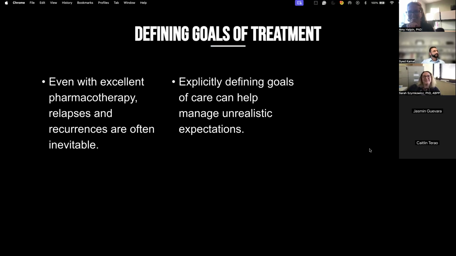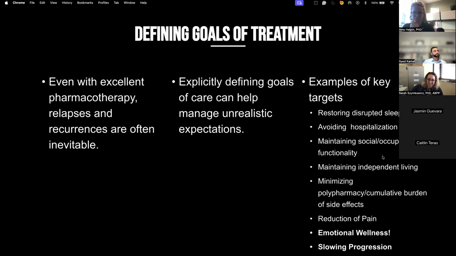Okay. So, we want to explicitly define goals of care to manage those unrealistic expectations and really define the target. What medication are we using for which symptom? And not only symptoms, are there goals in mind that we're keeping with the initiation of these medications? So are we trying to restore disrupted sleep? Are we trying to avoid hospitalization? Are we maintaining social occupational functionality? Are we maintaining independent living? Are we wanting to minimize polypharmacy?